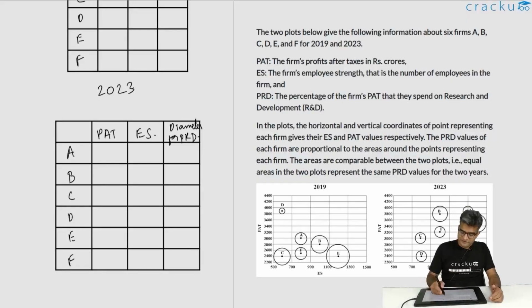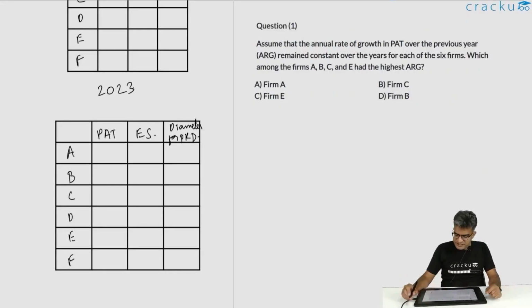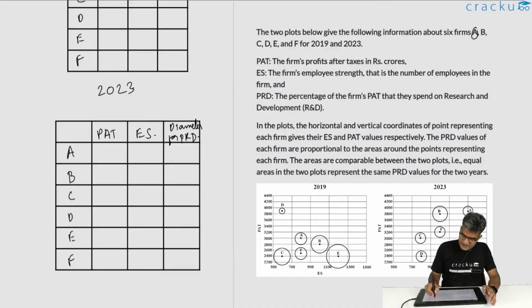So for example, if you're looking at the first question, assume that the annual growth rate in PAT, profit after tax, over the previous years remained constant over the years for each of the 6 firms. Which of the firms A, B, C and D have the highest AGR, which is the annual growth rate? What do we need to calculate this? We would need the PAT in 2019 and the PAT in 2023. Those 2 things are needed, but we don't need it for all the 6 firms. We have the options, so we'll calculate it only for A, B, C and E.